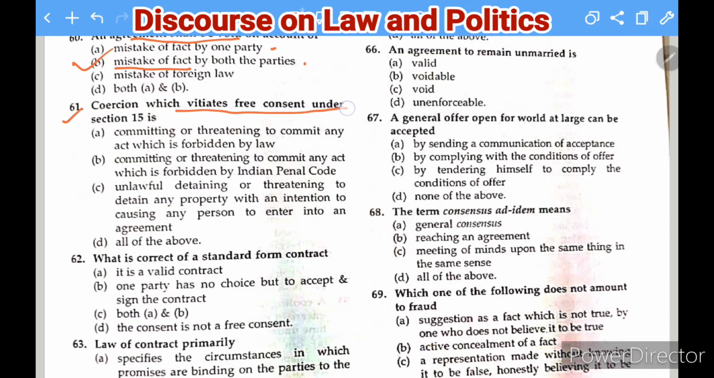Coercion which vitiates free consent under section 15 is committing or threatening to commit any act forbidden by law, committing or threatening to commit any act forbidden by the Indian Penal Code, unlawfully detaining or threatening to detain any property with the intention of causing any person to enter into an agreement, or D, all of the above. Which is the right answer? In all these cases under section 15 you can do coercion through these actions. Therefore all of the above is correct.